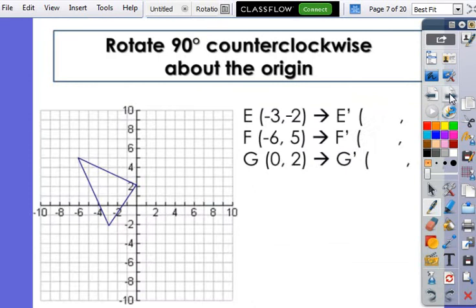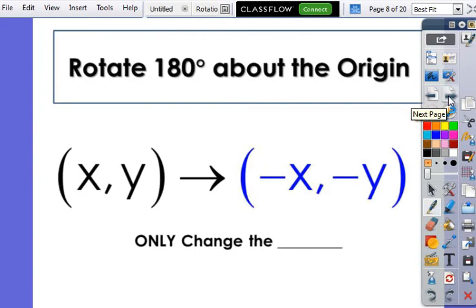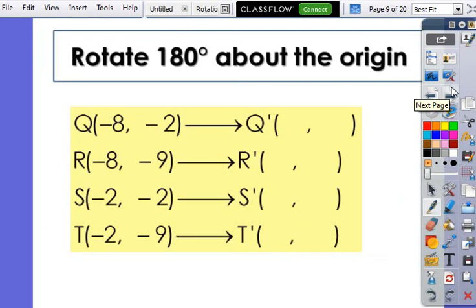And if it's 180, change the signs but do not swap positions. So this would be A2. Just swap the signs and you're good on the 180.